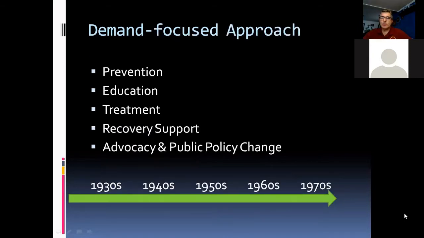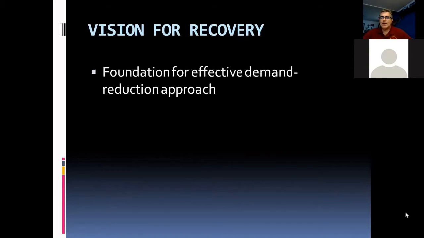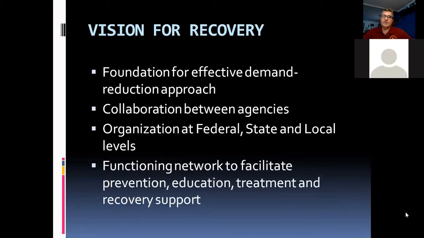By the 1970s, we could look back on several decades of energy feeding into efforts with prevention, education, treatment, recovery support, and really a development with advocacy and public policies that brought us to a point by the 1970s where we had potentially a vision for recovery in America. We're talking about a foundation for an effective demand reduction approach, looking at collaboration between agencies with organization at the federal, state, and local levels, and a functioning network to facilitate prevention, education, and treatment and recovery support throughout this country for anyone who needed help with a substance use problem.